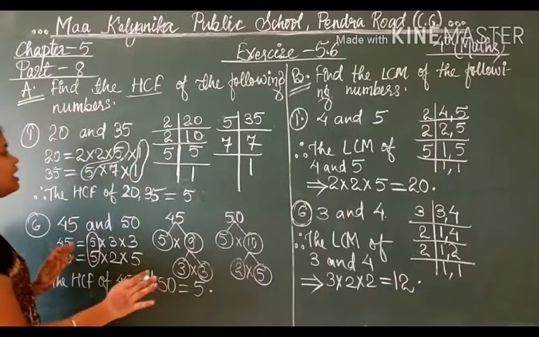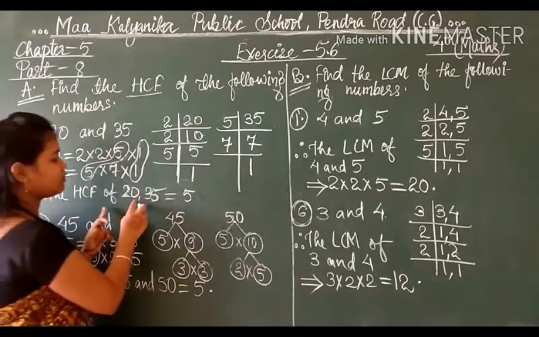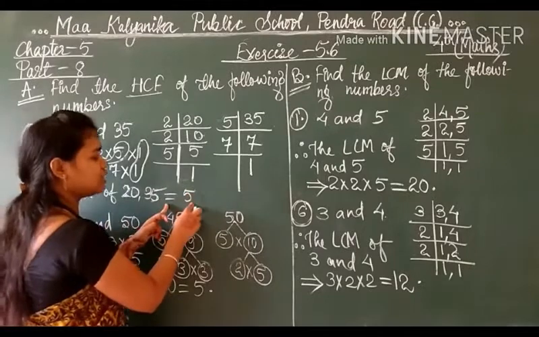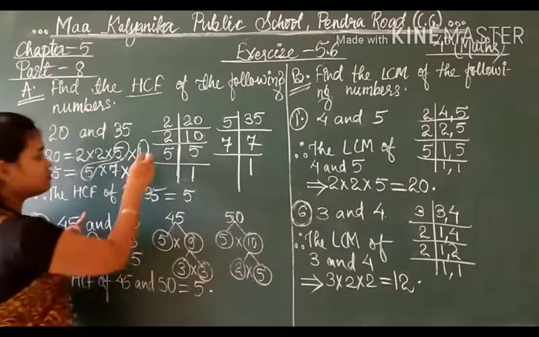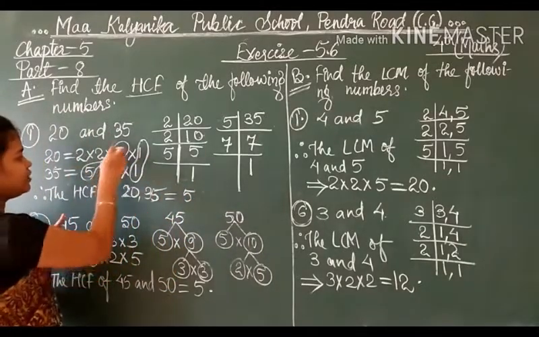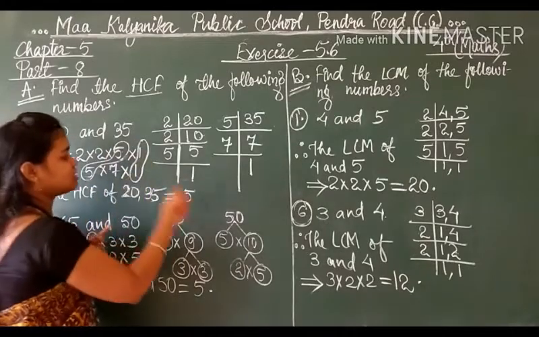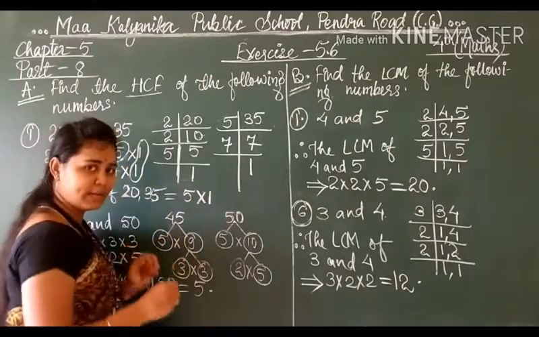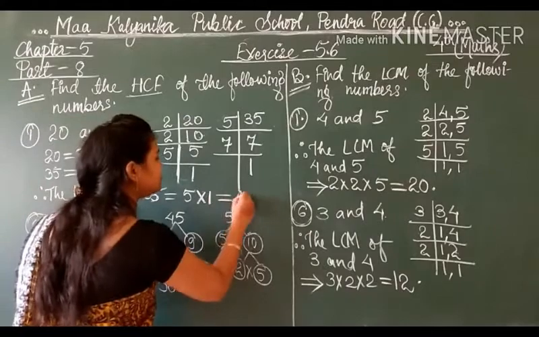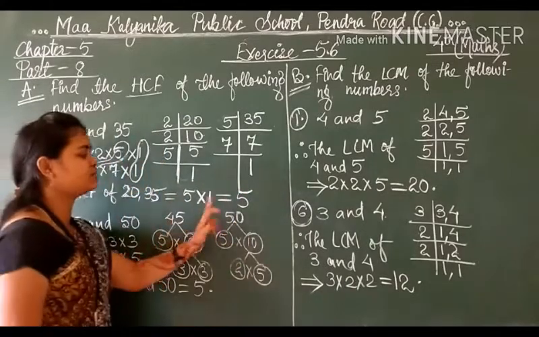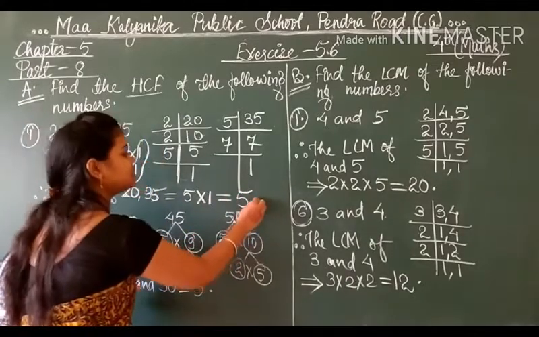So students, what you have to do? The HCF of 20 and 35 is equal to, here we have written only 5, but 1 is also there. 5 is the common factor, 1 is the common factor. So 5 multiplied by 1. So the answer will be the same as we have written, answer 5. So 5 will be the same answer.